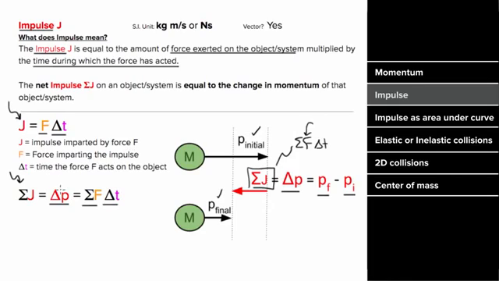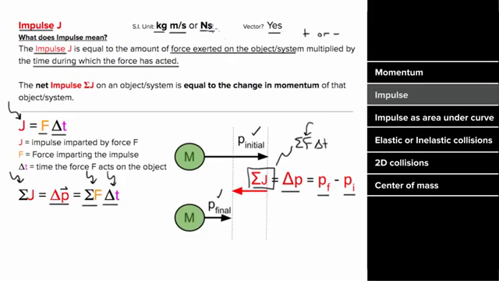And since impulse is a change in momentum and momentum is a vector, that means impulse is also a vector, so it can be positive and negative. And the units are the same as momentum, which is kilograms times meters per second, or since it's also force times time, you could write the units as newtons times seconds.